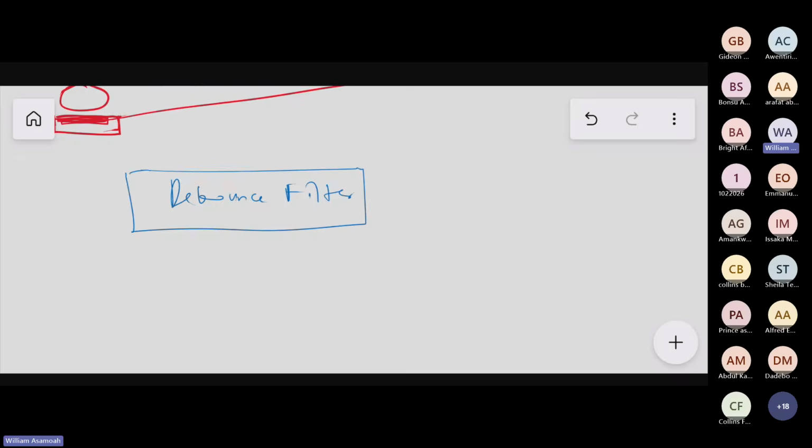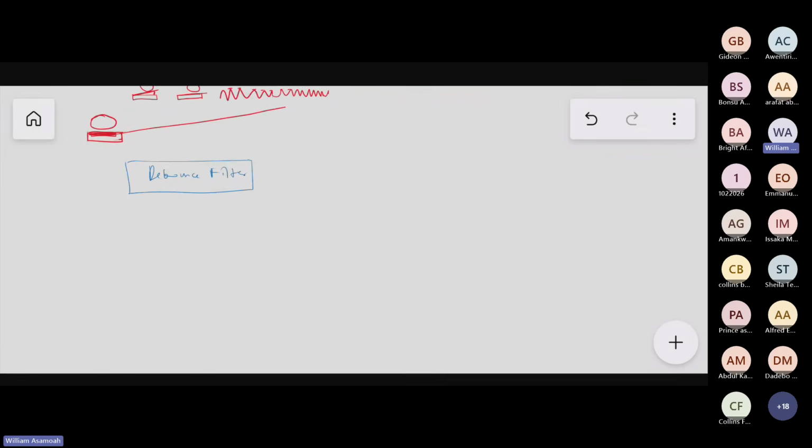And how does it look like? This is how a debounce filter looks like. We have a switch here. It's in the handout. So this is the switch over here that the load will come on top of. This switch is connected to a certain PLC input.